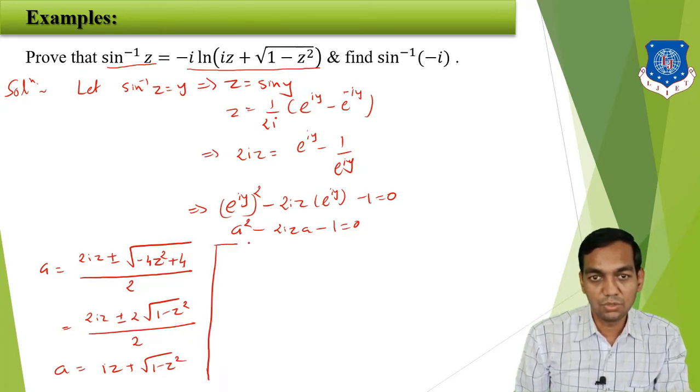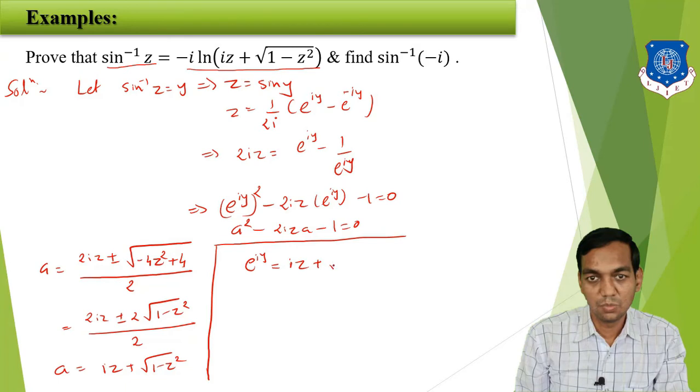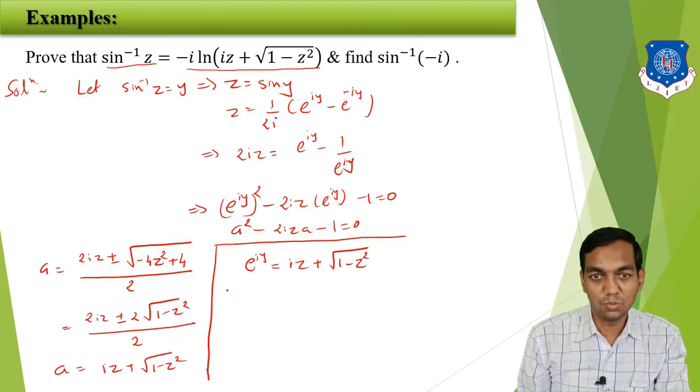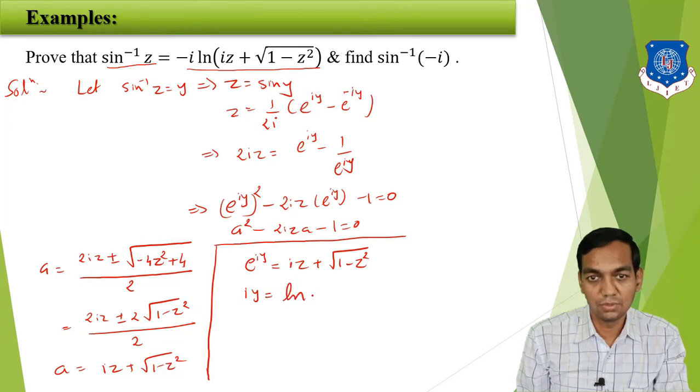Now we are going to consider only one root. So we are starting with a, e raised to iy, which is iz plus under root 1 minus z square. Okay. And taking log on both sides, that will give you iy is equal to log of (iz plus under root of 1 minus z square). And dividing by i, so 1 upon i will be minus i. So y is equal to minus i into log of (iz plus under root of 1 minus z square).